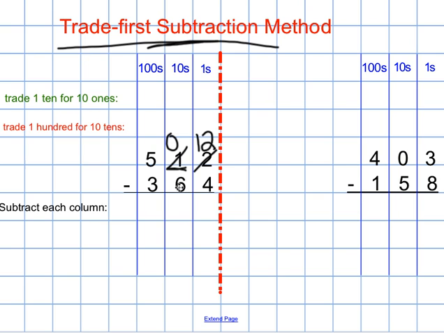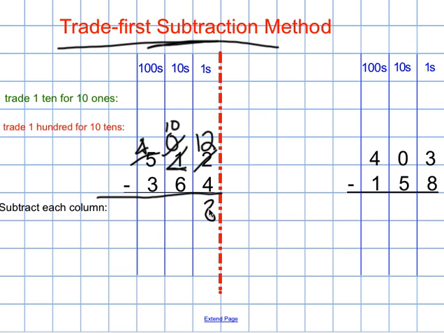Now 0 is not bigger than 6, so we have to still do some trading. So I'm going to borrow 10 tens from 500. So 10 tens is the same as 100. So I'm going to drop 5 down to the 4 and carry 10 tens over. So now I didn't have any before, so now I have 10. So 10 is bigger than 6 and 4 is bigger than 3. So I have all my larger numbers on top, so I know I'm ready to subtract.